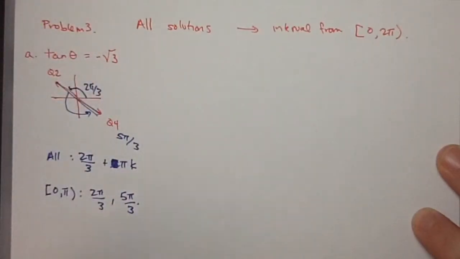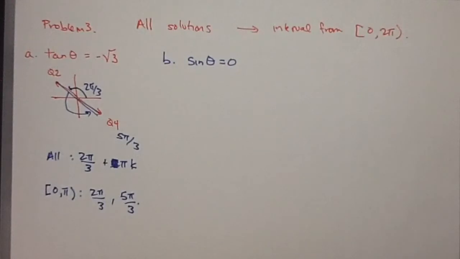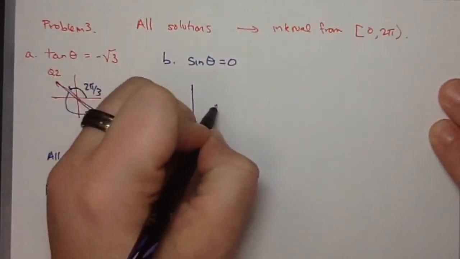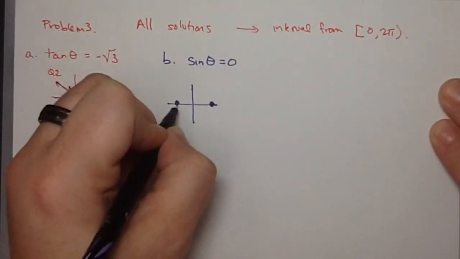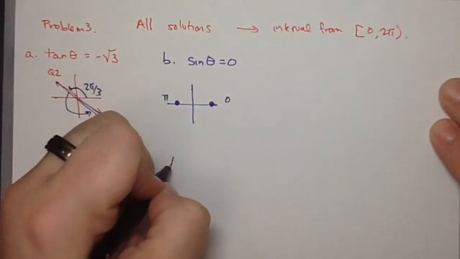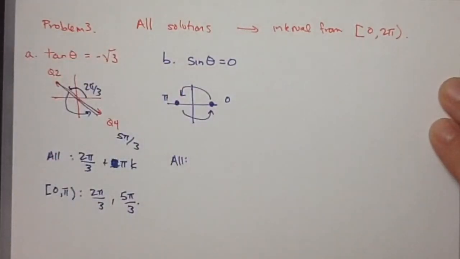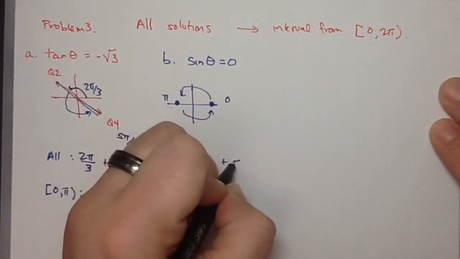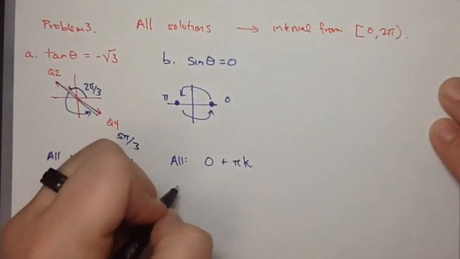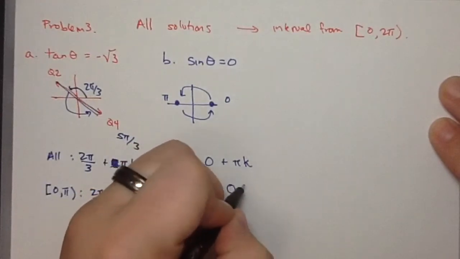Question B asks, for what angles is the sine of theta equal to 0? So in my mind, I'm always thinking x and y because that's what I learned first. So y is the sine theta. So when is y 0? Here and here. So this is 0 and this is pi. So all solutions, we just keep adding pi, we keep getting those spots. All solutions would be 0 plus pi k. And then solutions on the interval from 0 to 2 pi are just 0 and pi.